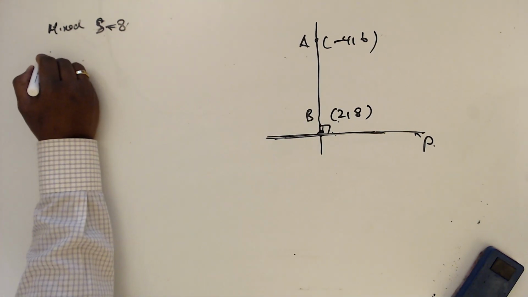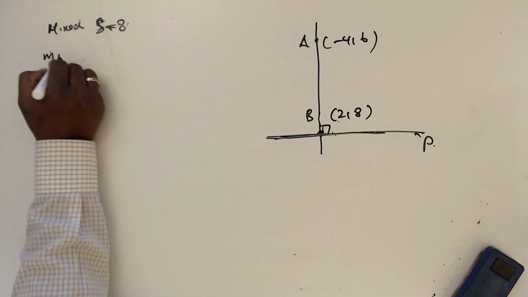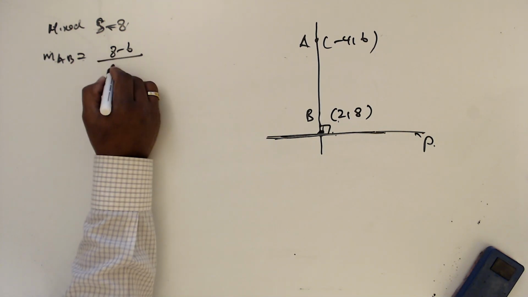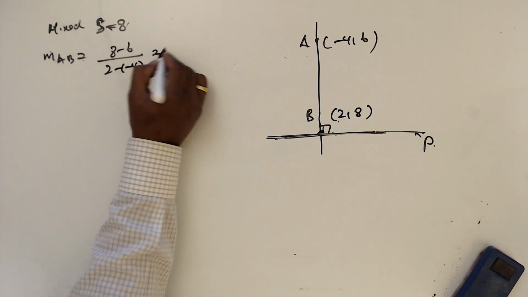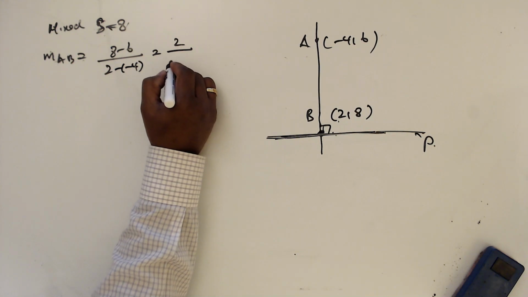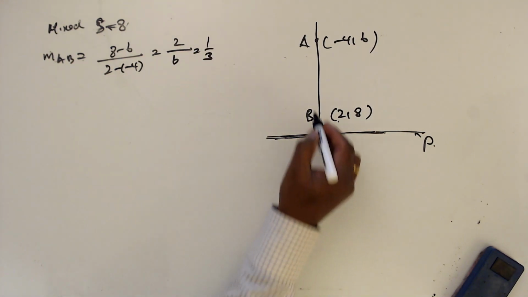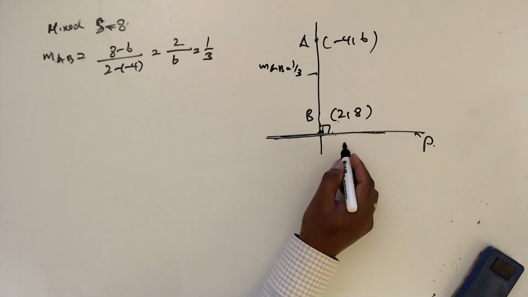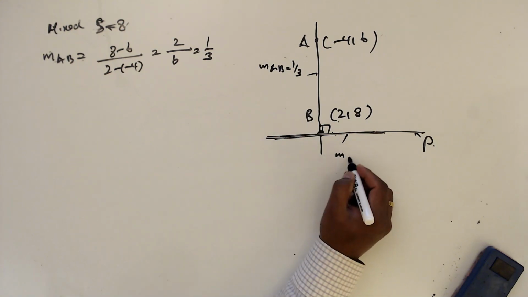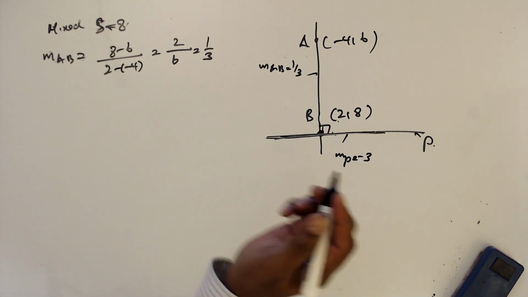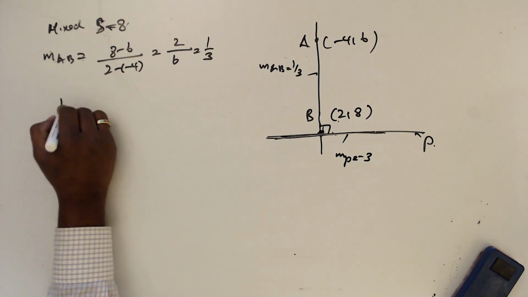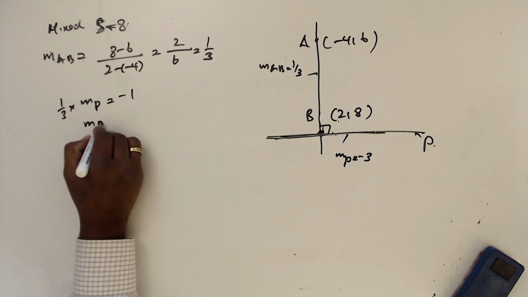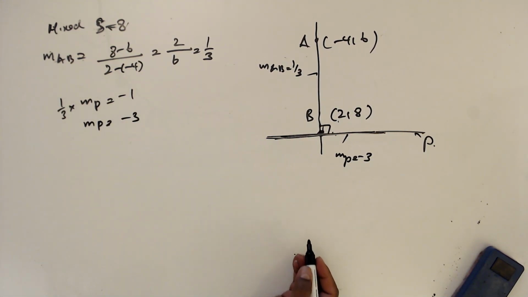We'll find the gradient. M_AB equals (8 minus 6) over (2 minus 4). This is 2 and this is 6, so this is 1 over 3. The M_AB is 1 over 3. Then we know we have to show that 1/3 times M_P equals minus 1. This is the rule. Then M_P equals minus 3.